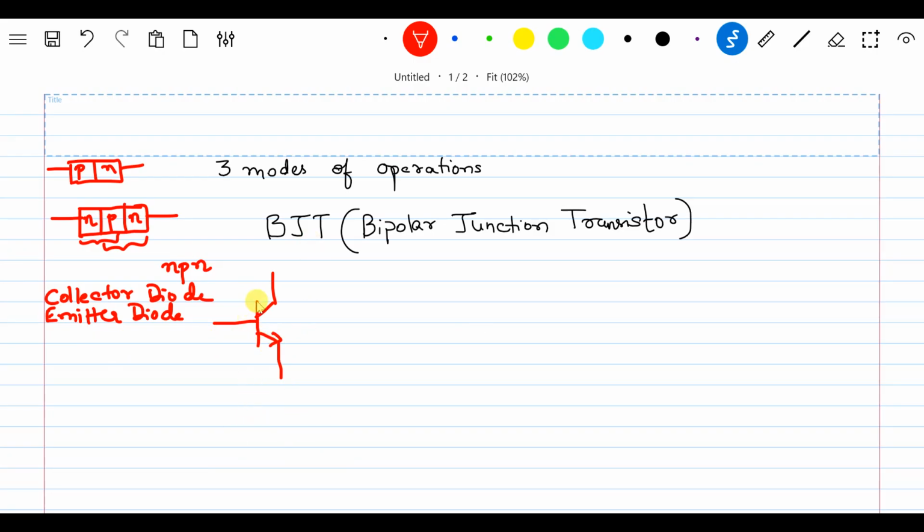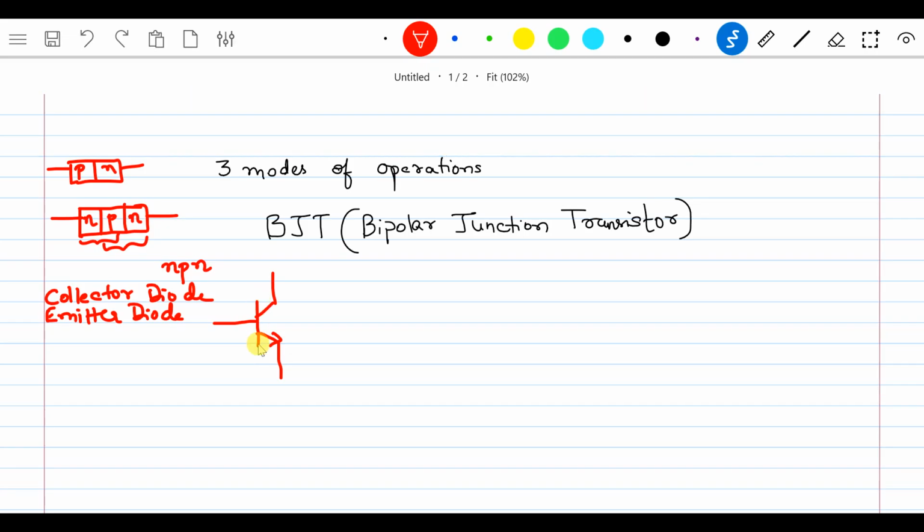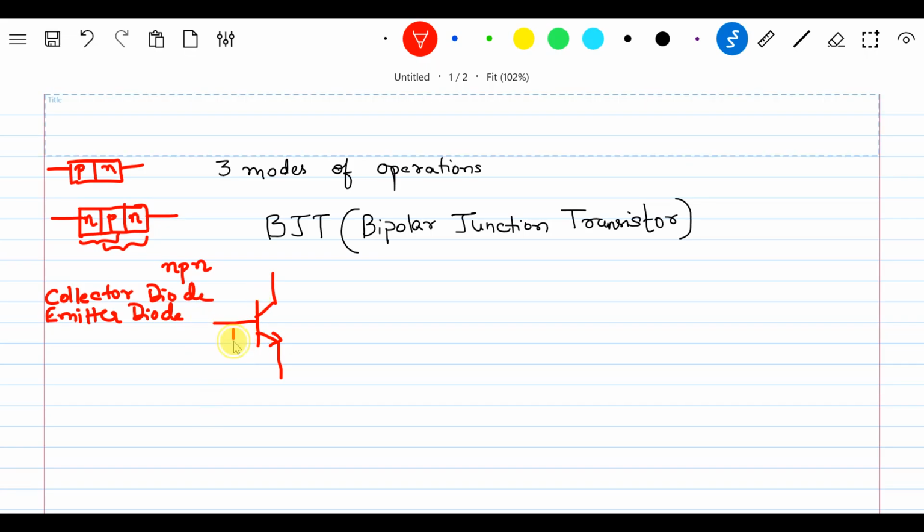Now the vertical line which you have drawn here is normally called the base. B is base, the terminal without the arrow is the collector, and the terminal with the arrow is the emitter. So you have three terminals in a BJT, a bipolar junction transistor: one terminal is the collector, another one is the base, and the third one is the emitter.